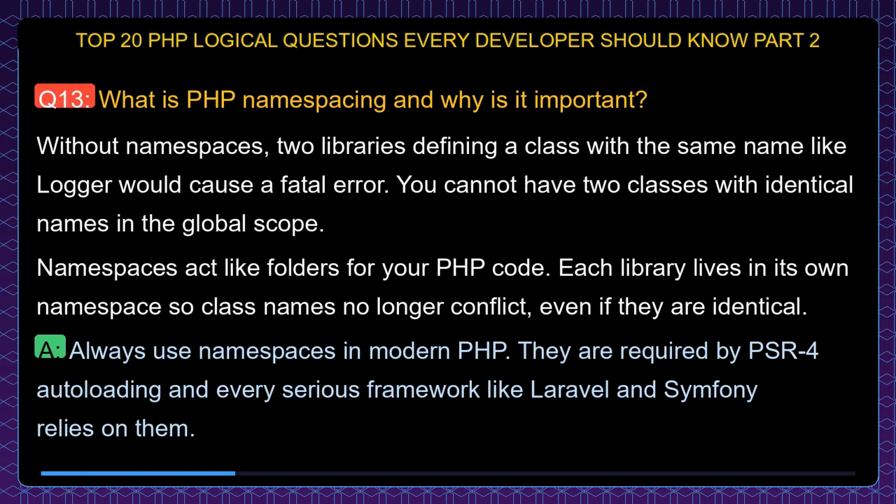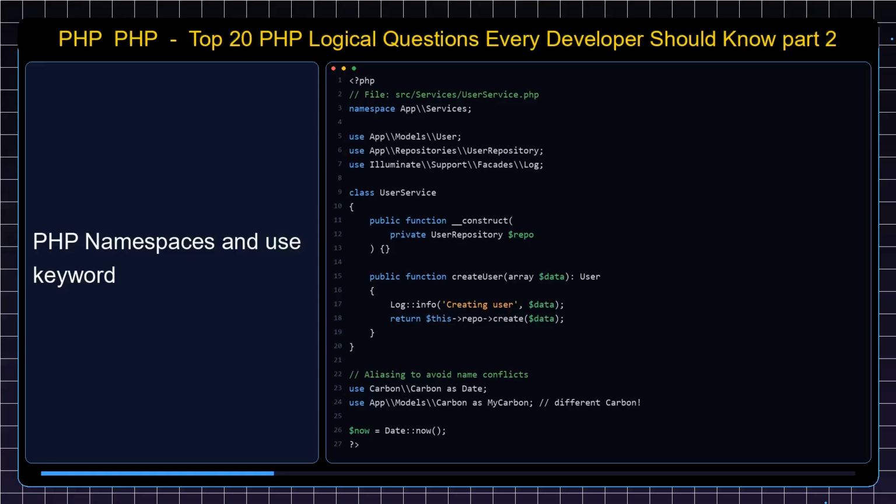Always use namespaces in modern PHP. They are required by PSR-4 autoloading, and every serious framework like Laravel and Symfony relies on them. PHP namespaces and the use keyword.